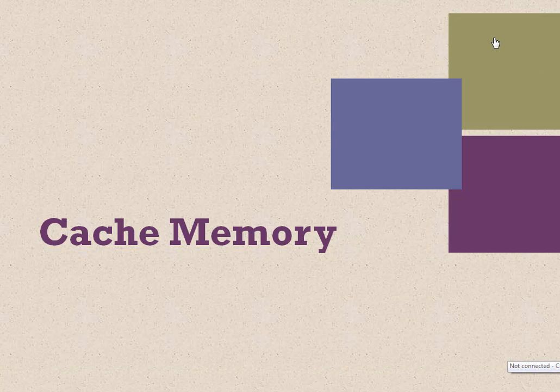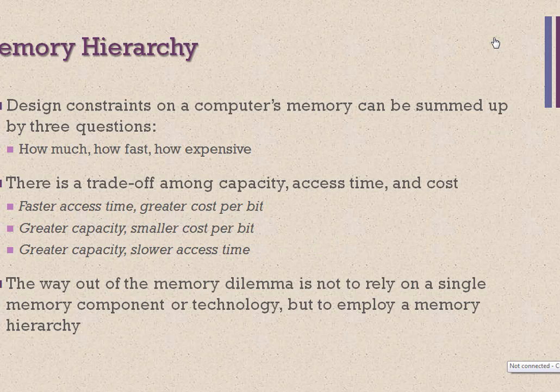So in the memory unit, the next topic is cache memory. There is a memory hierarchy. The design constraints of computer memory can be summed up by three questions: how much, how fast, and how expensive. How much memory will be required, how fast it will communicate, and how expensive it will be. There is a trade-off: faster access time means greater cost per bit, and greater capacity means slower access. There are some parameters mentioned.